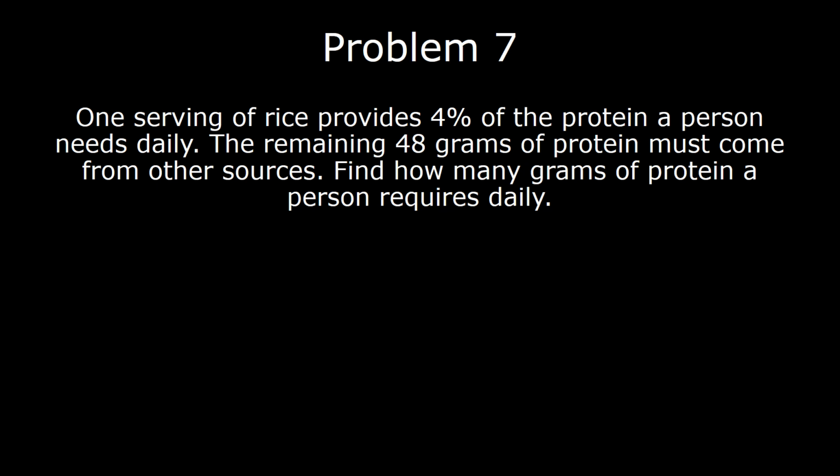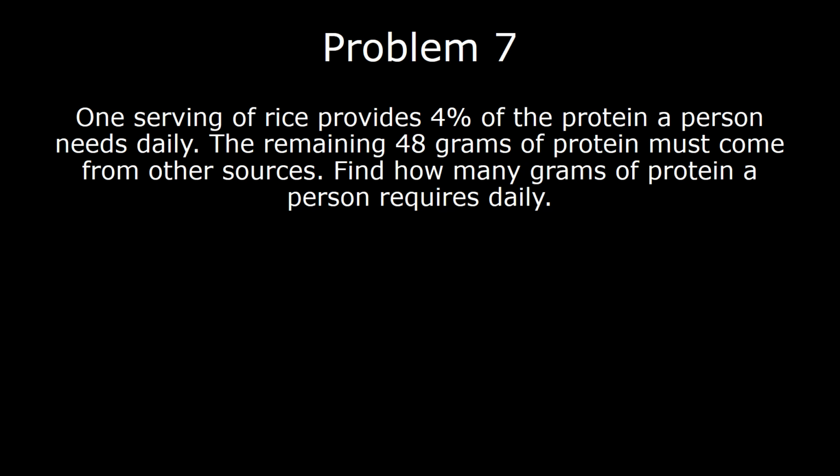So we can say that the remaining 96% of the total protein requirement comes from other sources and is 48 grams. So 96% of the total protein requirement equals 48 grams. And the total protein requirement is exactly what we need. Therefore, we can simply solve this equation. 96% can be represented as 96 upon 100. We have got the equation 96 upon 100 multiplied by total protein requirement equals 48.